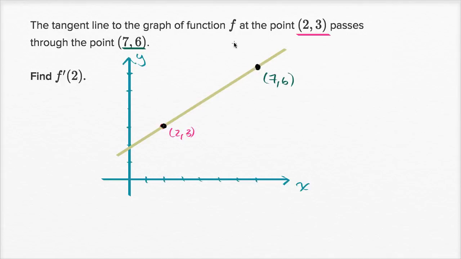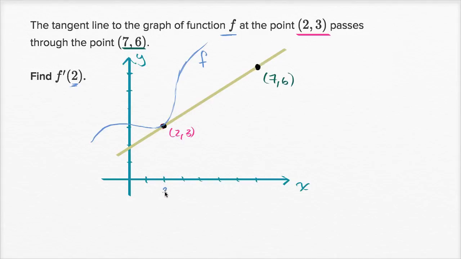We don't know anything other than that, but we can imagine what f looks like. Our function f could look something like this. It just has to be tangent, so that line has to be tangent to our function right at that point. So when they say find f prime of 2, they're really saying, what is the slope of the tangent line when x is equal to 2?